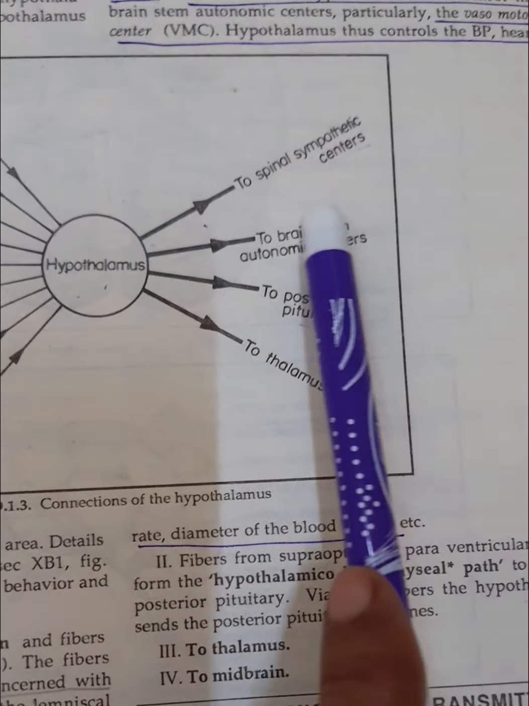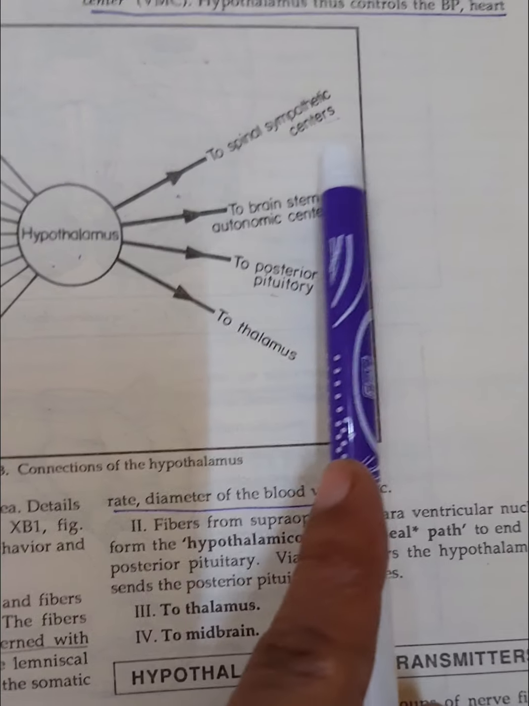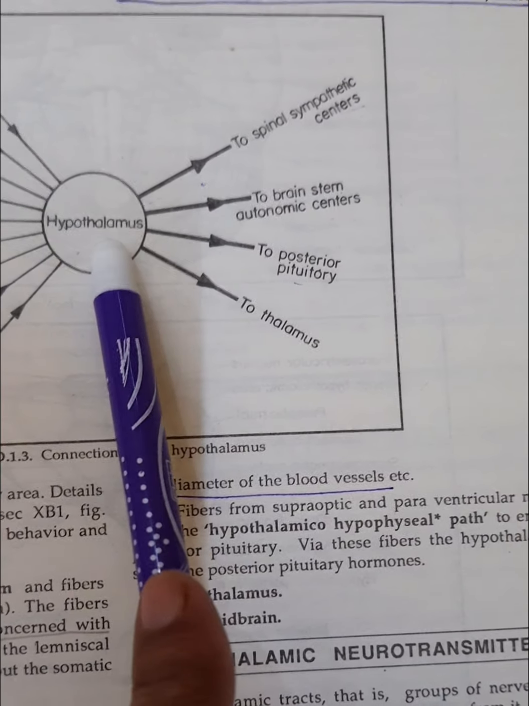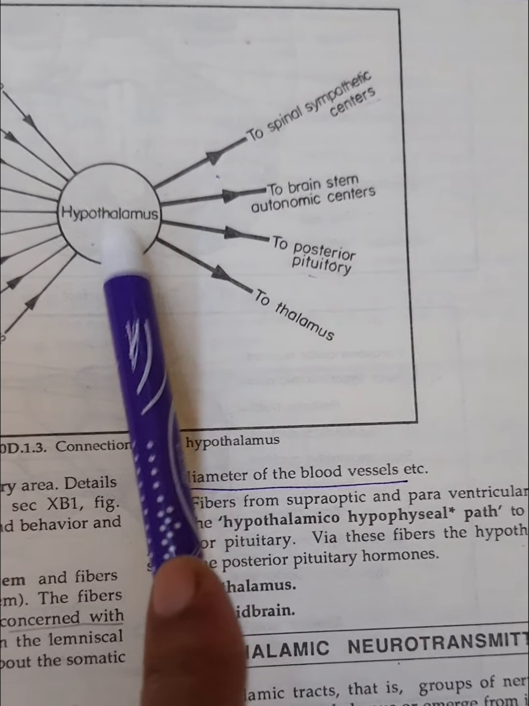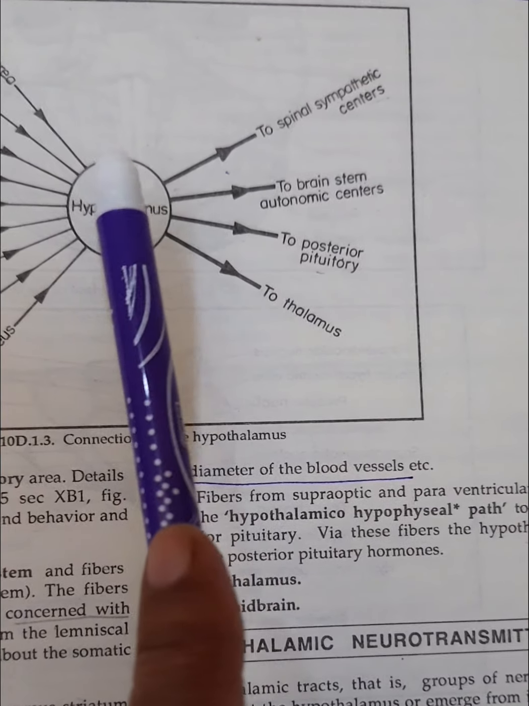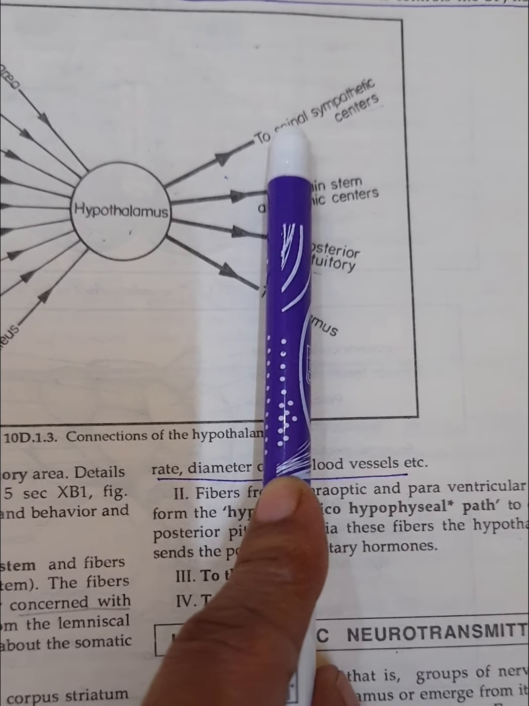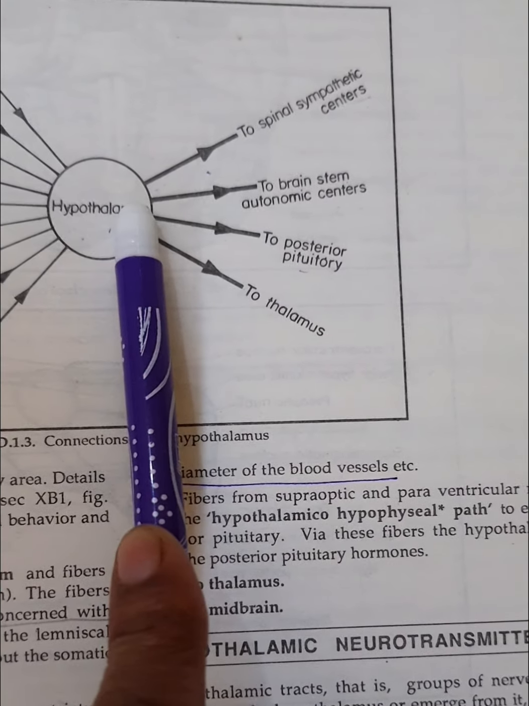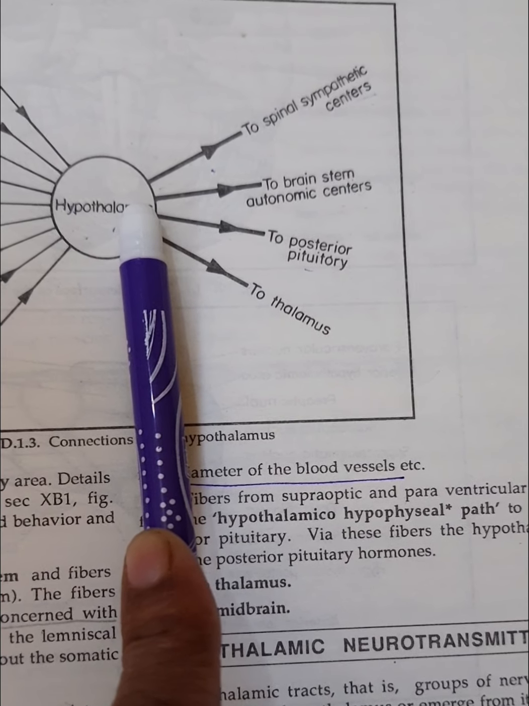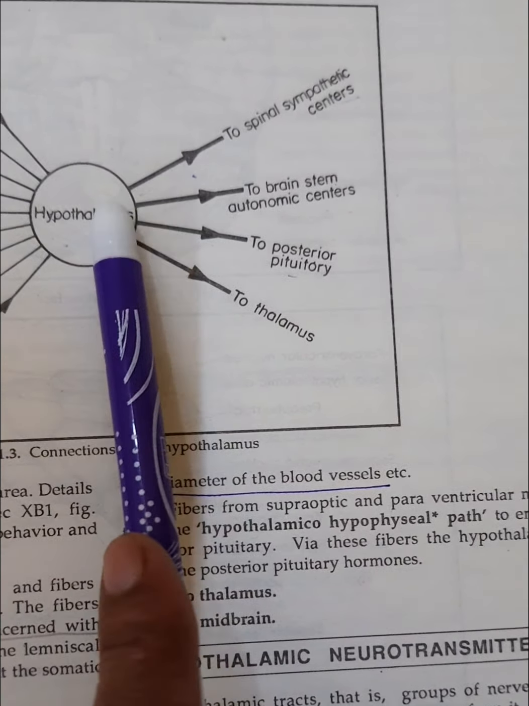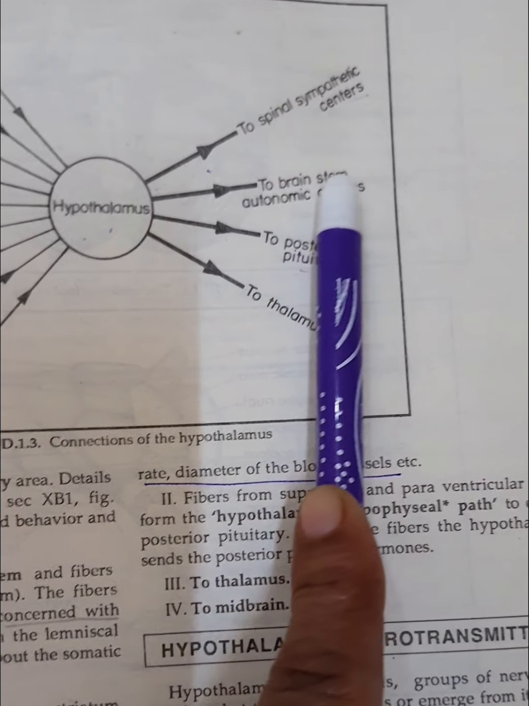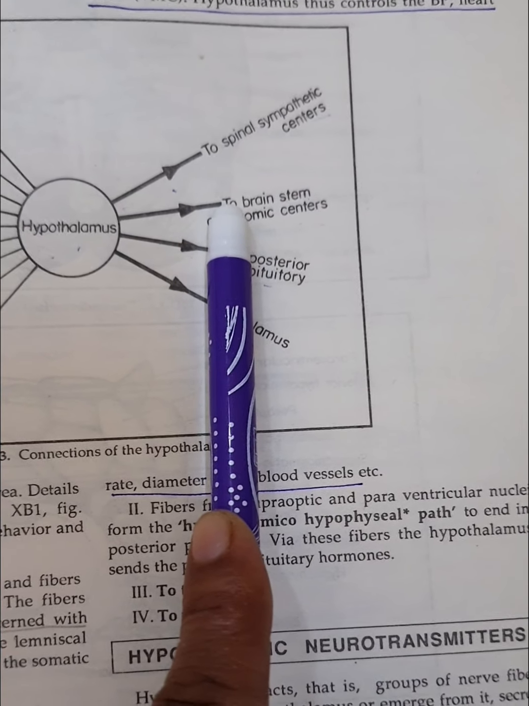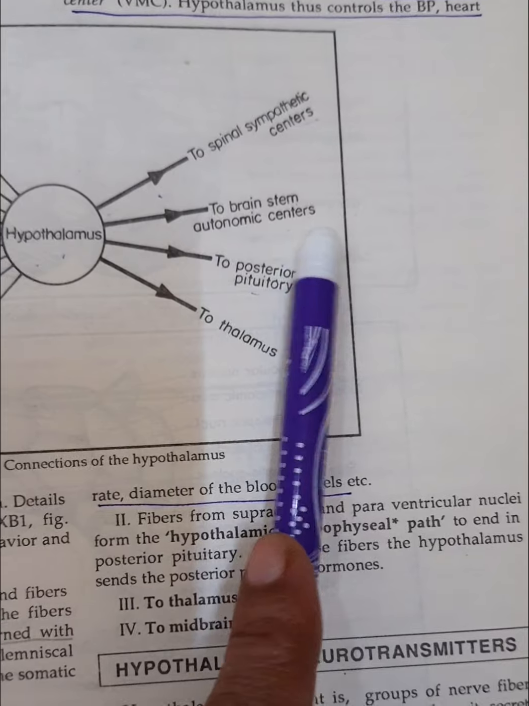Hypothalamus gives efferent fibers to the spinal cord, actually to the sympathetic center of our spinal cord, because hypothalamus is the head of the autonomic nervous system, and it gives information or orders to the autonomic nervous system, and it goes through the spinal cord. And it also regulates different autonomic centers like the vasomotor center area, and these areas are located in the brain stem. So hypothalamus also gives information or messages through the efferent fibers to the brain stem autonomic centers.